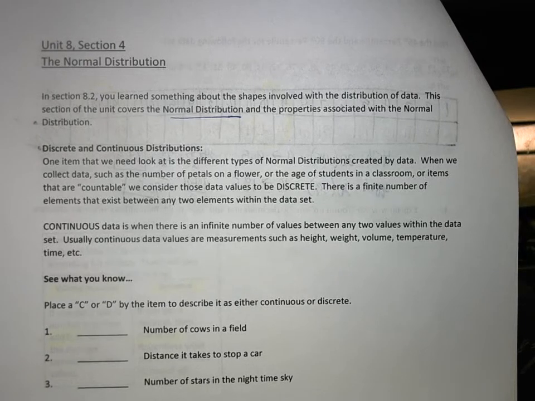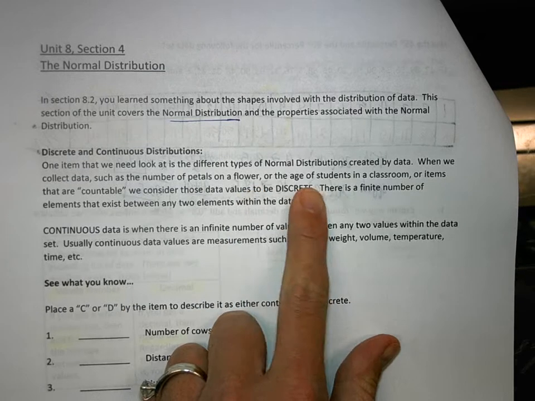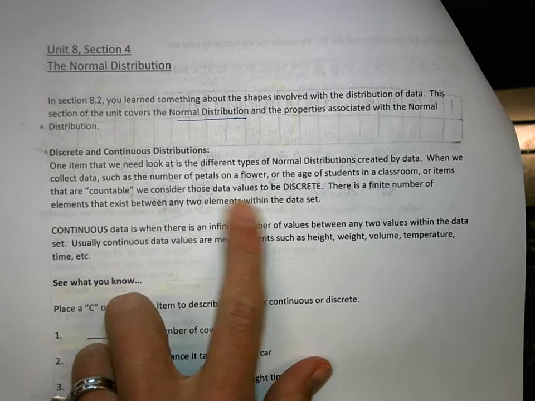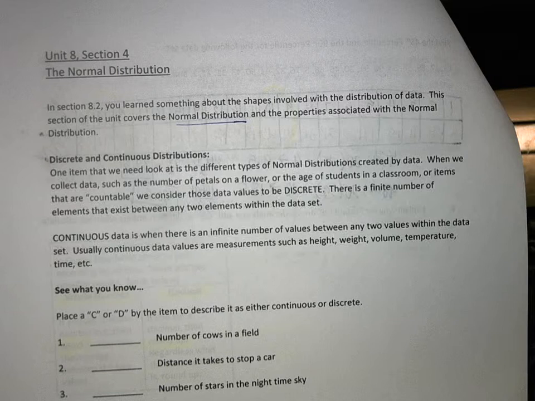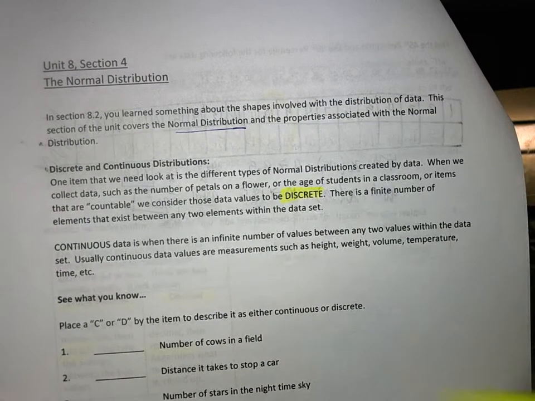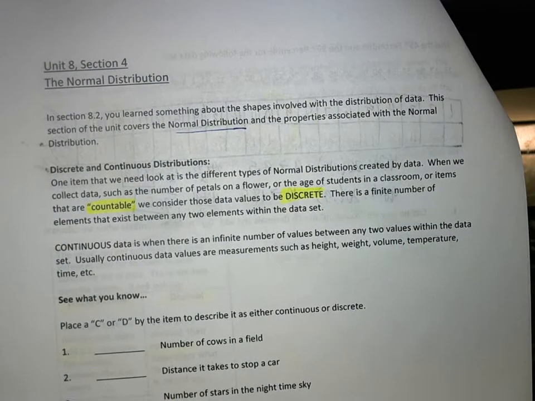One item that we need to look at is that there's different types of normal distribution created by data. When we collect data, such as the number of petals on a flower, because I know you guys go out and do that often, or the age of students in a classroom, or items that are countable, we consider these data values to be discrete. Have you guys talked about discrete in science? Okay, so discrete, the main idea about discrete is that it is countable. Okay, you're counting specific things.